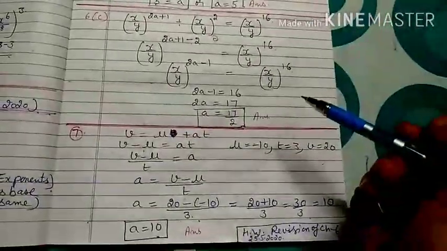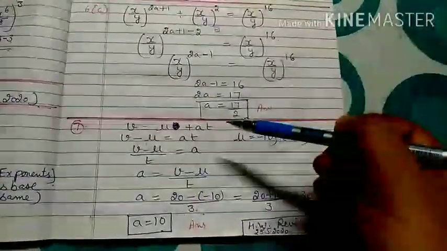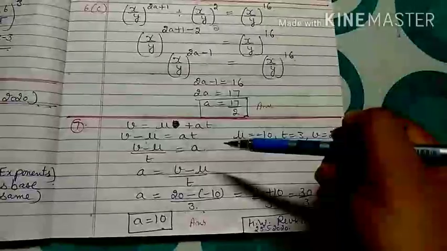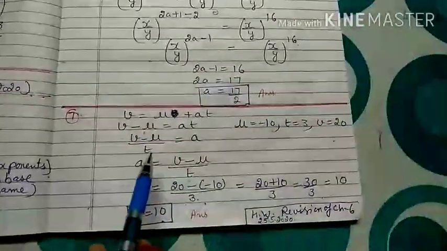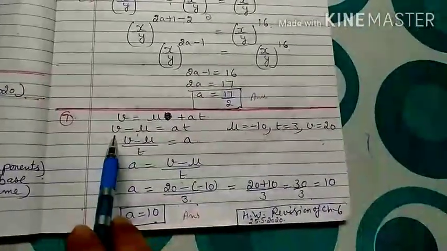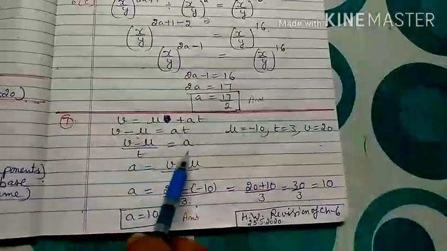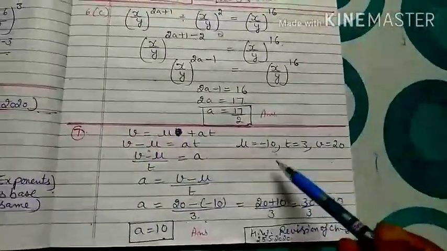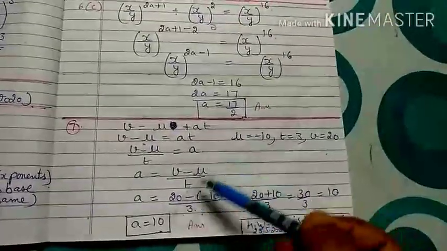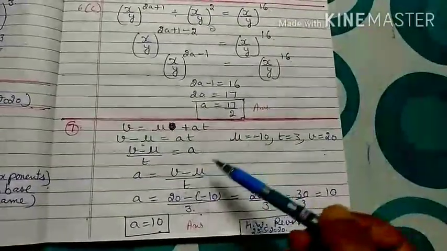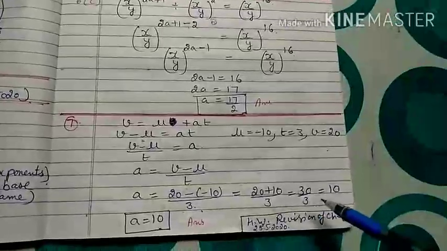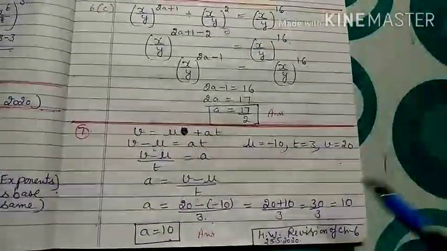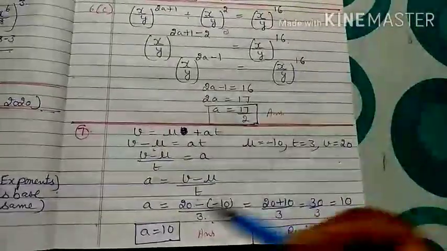Now your 7th question is, use the formula v is equal to u plus at. You have to find the value of a. First you have to extract the value from this formula, like v minus u shift on this side. The a formula is like this. Now you have to apply your values v, u, t, whatever is given to you. After applying the values, v value is 20, u value is minus 10. So my required answer is 30 by 3 is equal to 10. A is equal to 10.